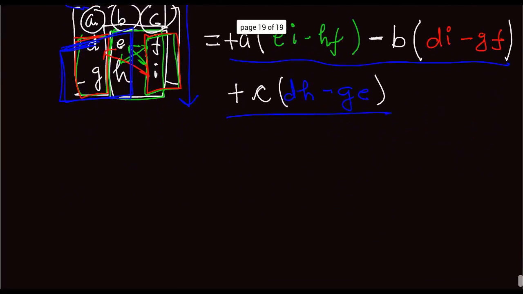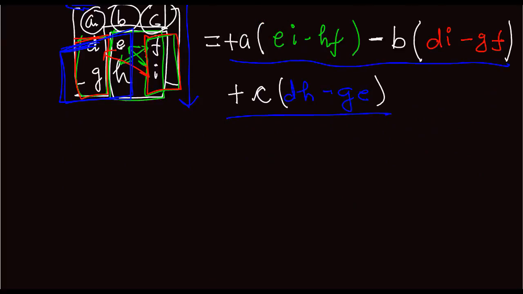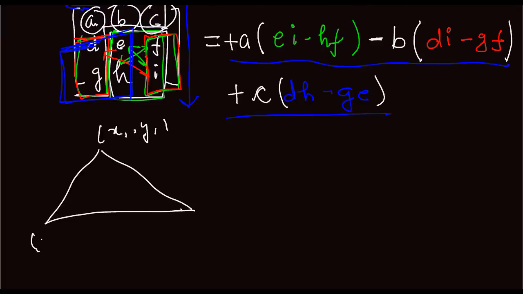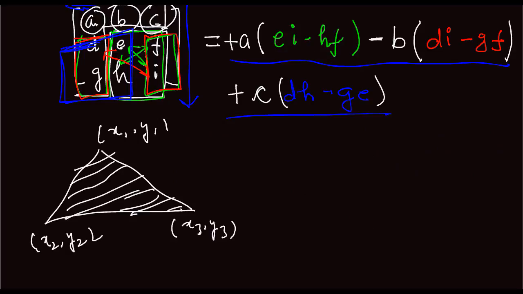Okay. Now, how to calculate area with determinant? So let's say you have a triangle and 3 points are given to you: x1, y1, x2, y2, and x3, y3. Now how to calculate the area shaded by this triangular region? For that you can do delta, that is area is equal to half of the determinant.